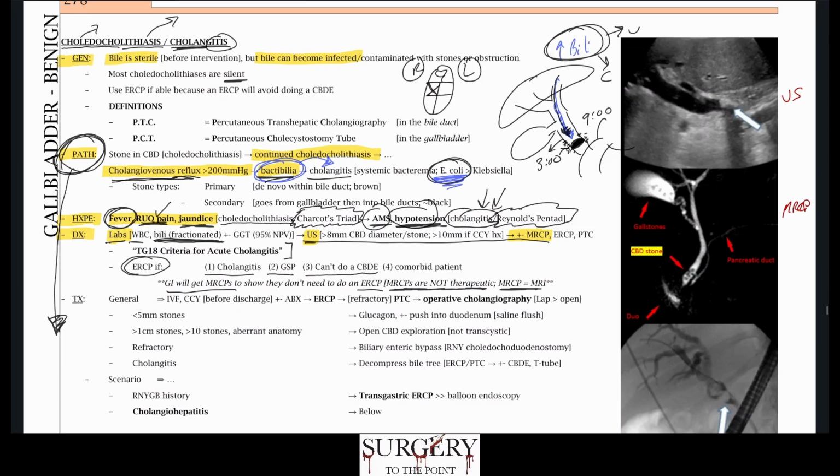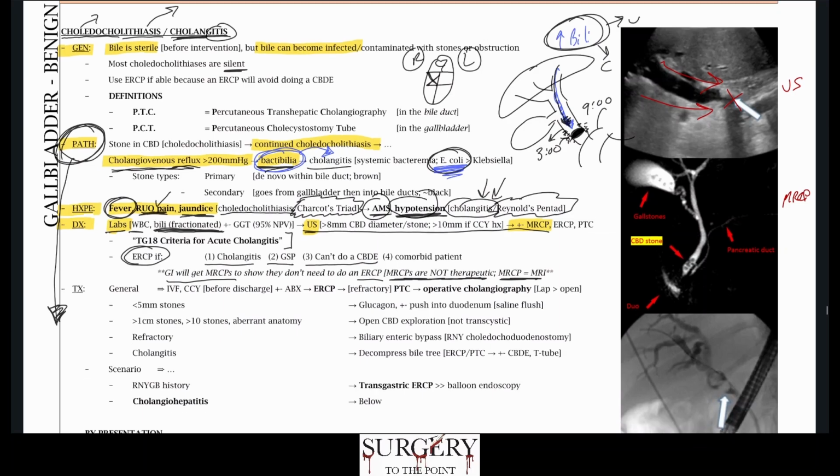As you can see, what's designated by this white arrow is an obstruction within the biliary tree. So you're seeing this biliary tree almost taper down, but there's an obstruction right here. That is diagnostic for choledocholithiasis.